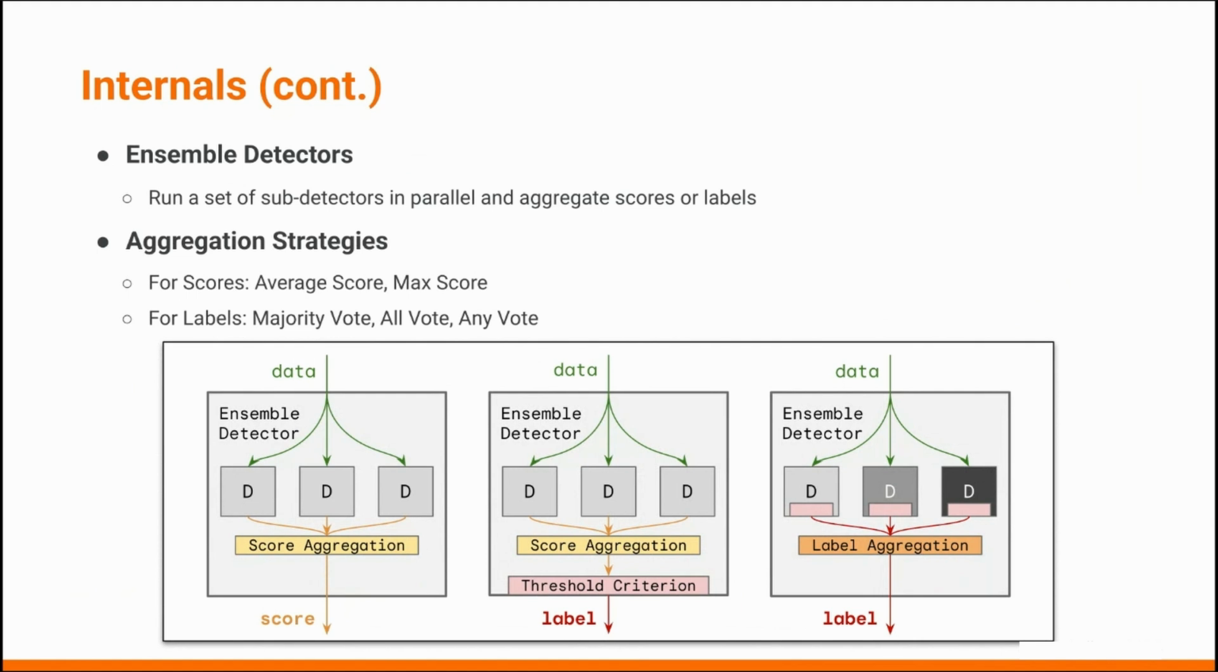Third, for heterogeneous sub-detectors, where each uses a different method and their scores might not be directly comparable, we will add a separate threshold criterion to each individual sub-detector inside the ensemble. Then we will aggregate the resulting labels based on our chosen strategy.